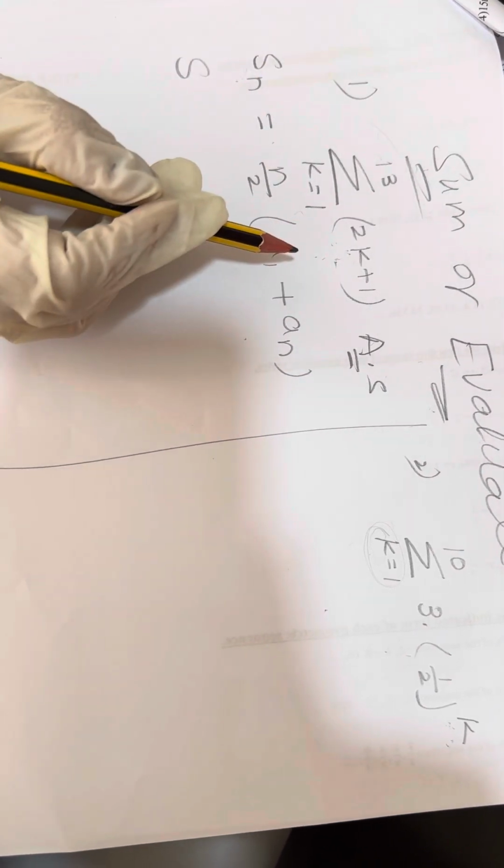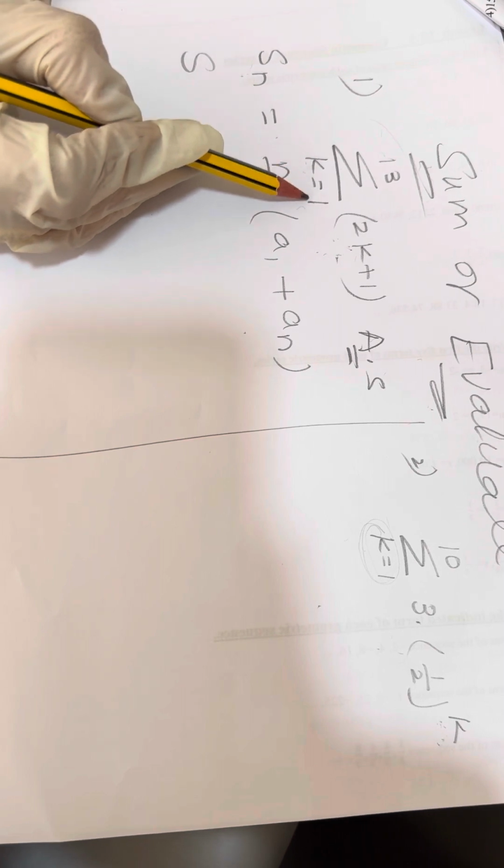For the sum, for arithmetic sequence we have a formula, and for geometric sequence also we have a formula. For arithmetic sequence, what is the formula? It's Sn equals n upon 2 times (a1 plus an). This is the formula to find the sum of an arithmetic sequence or evaluate the arithmetic sequence. Now what does n mean here? N means your number of terms. How many terms do you have? Here k starts from 1, and how many numbers do we have? 13. So n is 13. Number of terms are 13.